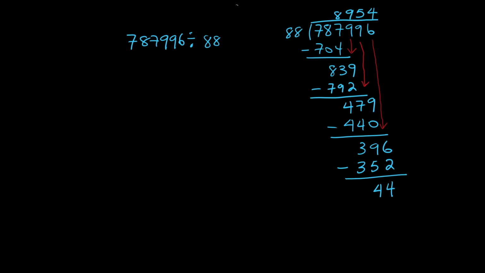Now, our remainder should be 0, but it's 44. So we need to add a decimal point and a 0. And because we have a decimal point and 0 here, we should have a decimal point up here. And then we can go ahead and pull down our 0. Now, how many times can 440 be divided by 88? And that should be 5 times. And so our final answer is 8,954.5.